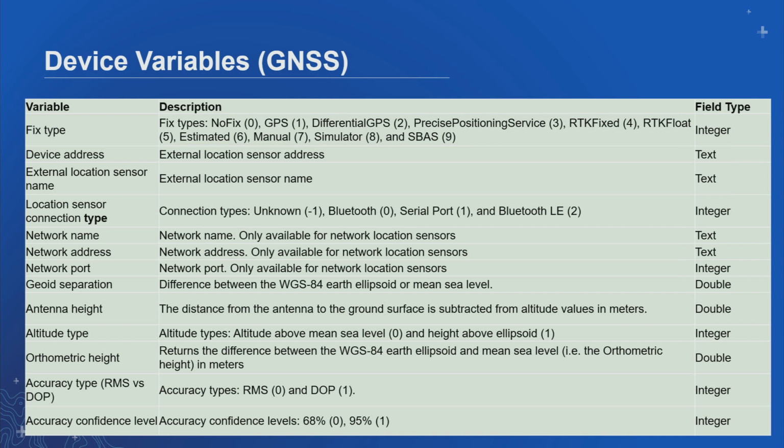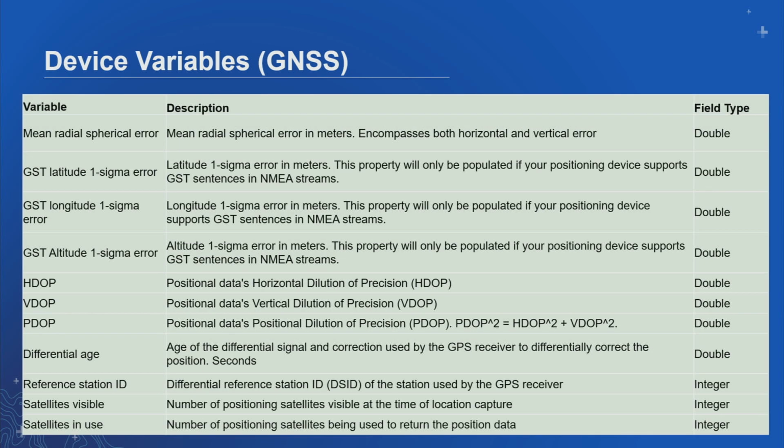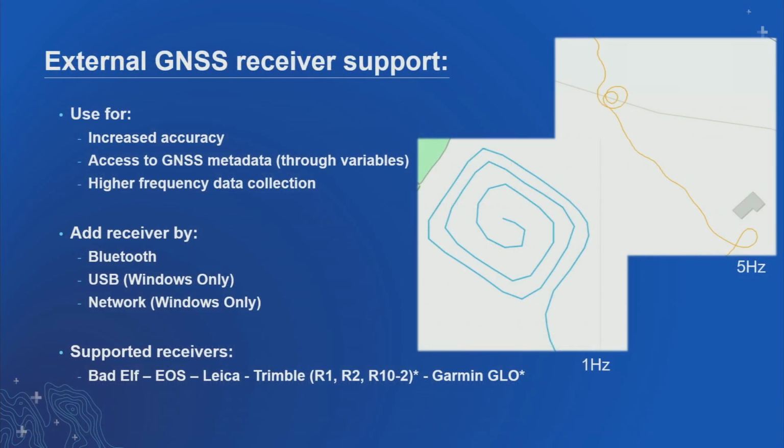So this is really for point features. At the moment, you can't capture all of these for line features. The reason is that each line feature is made up of multiple vertices, and we don't yet capture the metadata for each vertex. But we'll definitely take requirements from you in regard to that.